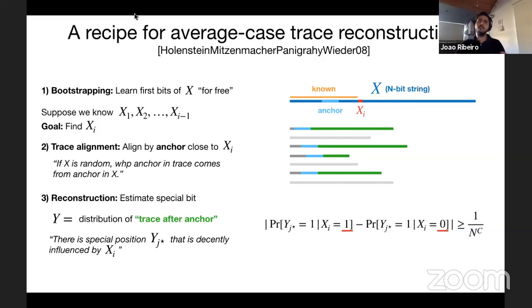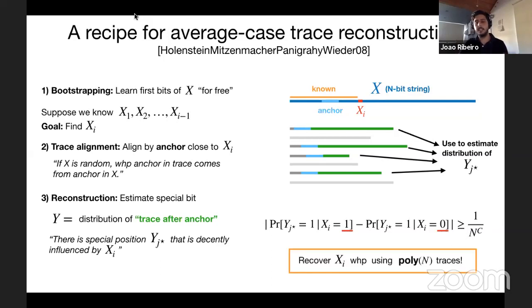And this gives a plan of attack by a very standard technique. If these two probabilities are different enough, you can just take the traces and use them to estimate the distribution of yj star. If you do this with enough traces, your estimate has small enough error that you can correctly infer whether xi is 1 or xi is 0. This allows you to recover xi with very high probability using just polynomially many traces. After you do this for xi, you repeat for xi plus 1, xi plus 2, etc., until you recover the whole string. Okay, any questions about this?